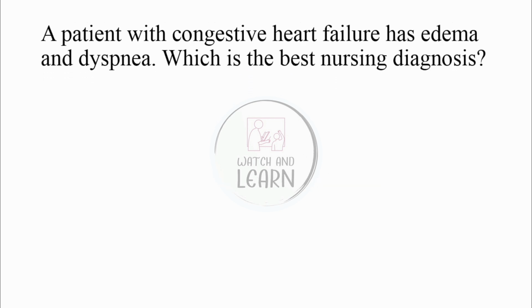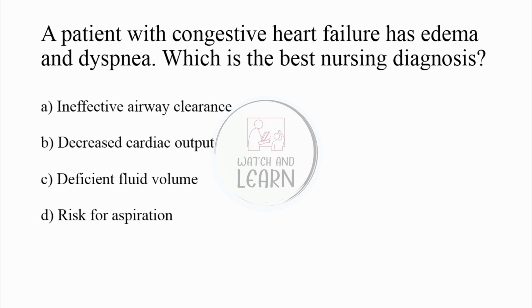A patient with congestive heart failure has edema and dyspnea. Which is the best nursing diagnosis? Options are option A, ineffective airway clearance. Option B, decreased cardiac output. Option C, deficient fluid volume. Option D, risk for aspiration. The right answer is answer B, decreased cardiac output.